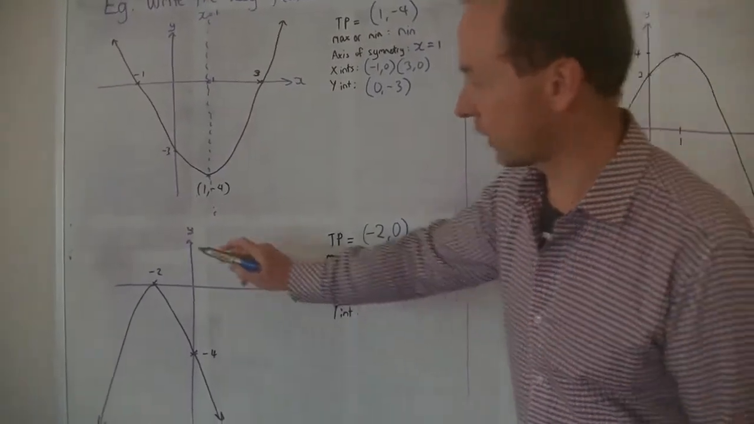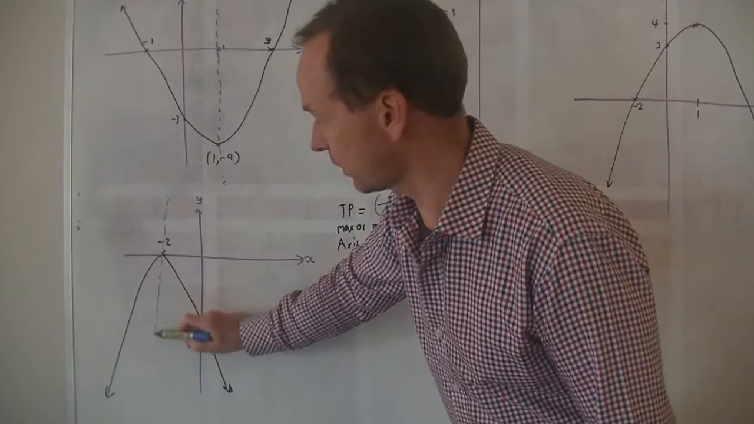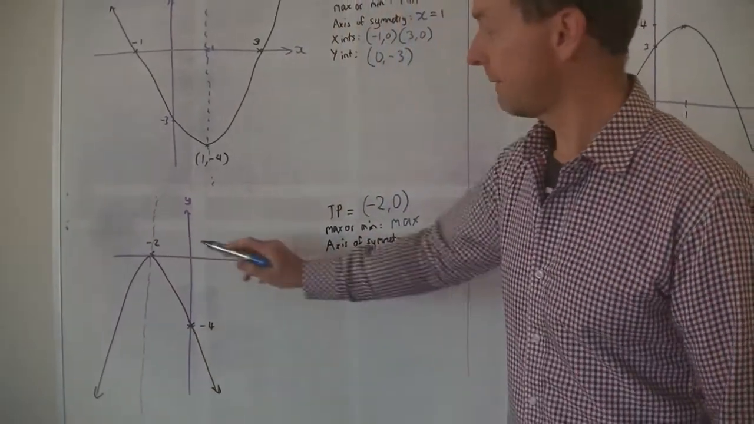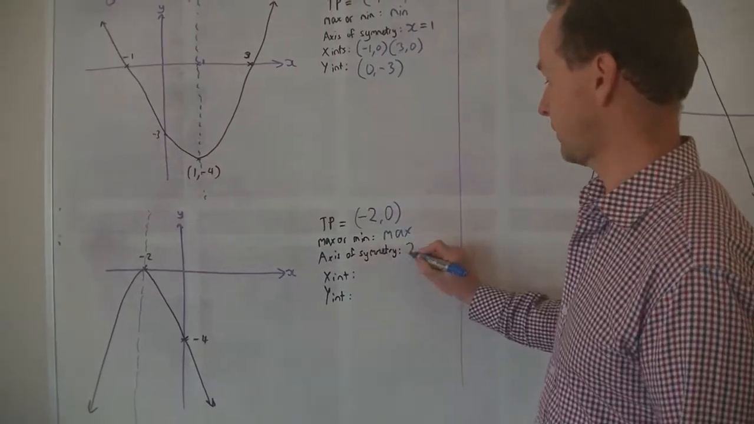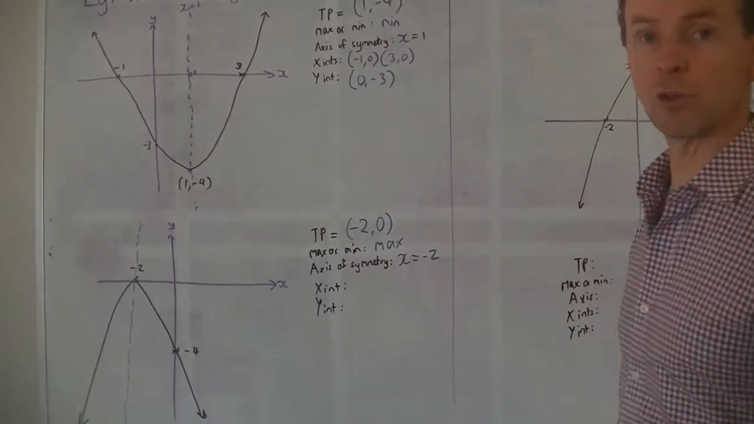The axis of symmetry. Remember, the axis of symmetry is a line that goes straight through the turning point, and the x value of the turning point is -2, and that's the value that we need. So the axis of symmetry is x equals -2.